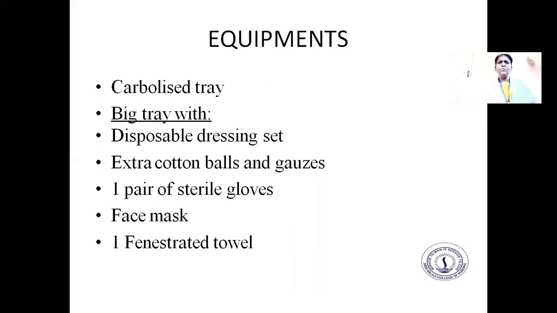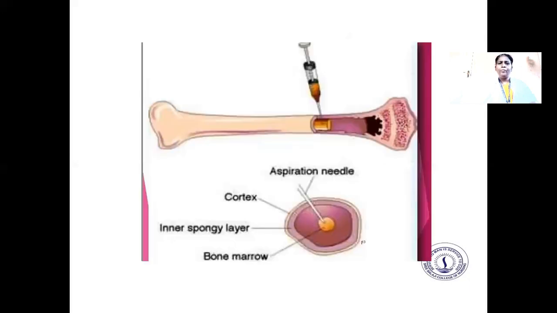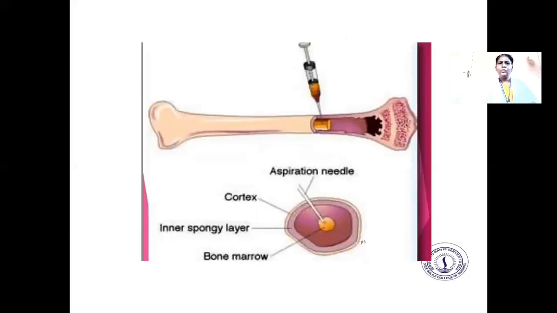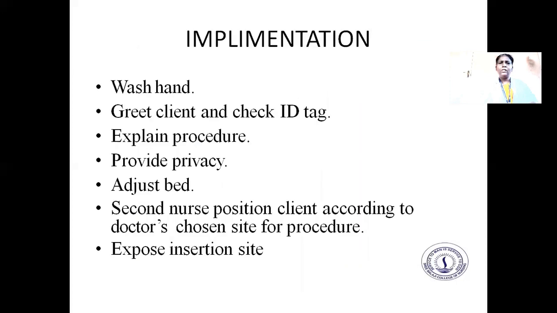Next, equipment. Some of the equipment needed for bone marrow aspiration: a formalized tray, then a big tray with a disposable dressing set, extra cotton balls and gauzes, one pair of sterile gloves, a face mask, and one fenestrated towel will be needed. So these are the equipment. This is the needle, an example of the needle.